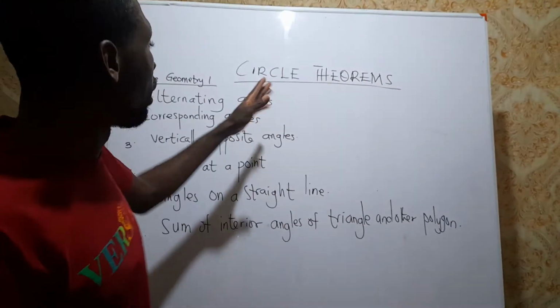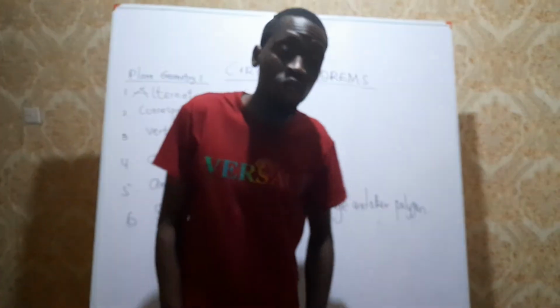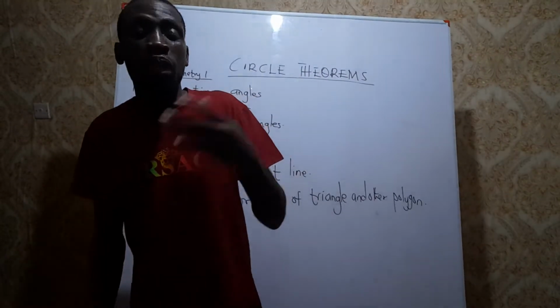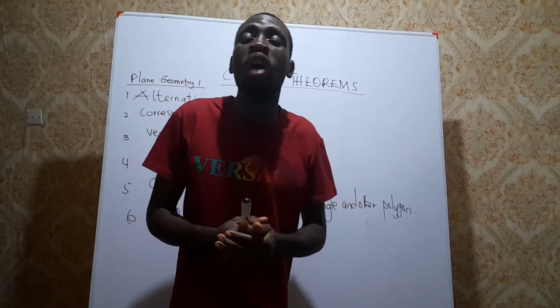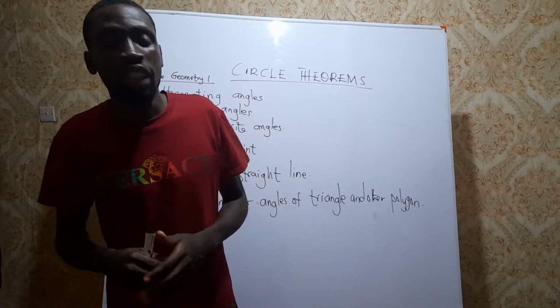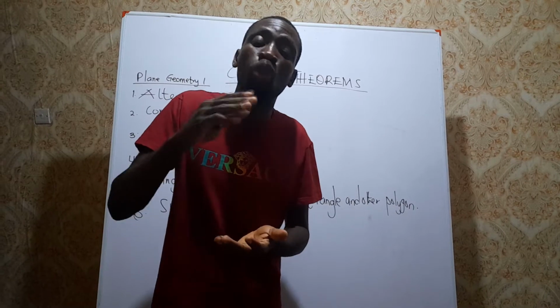Today our discussion in mathematics will be on circle theorems. People refer to circle theorems as plane geometry 2, in a sense that before you understand circle theory very well, the idea behind it is that you might have done plane geometry 1.